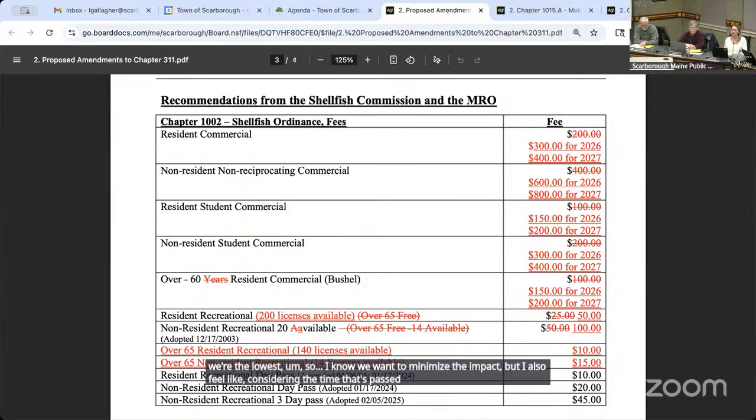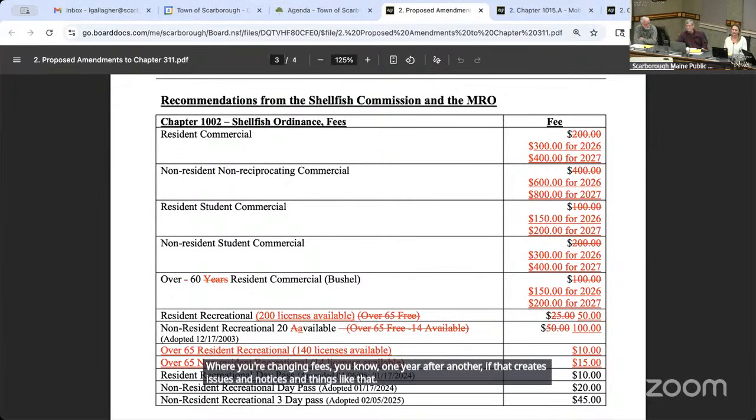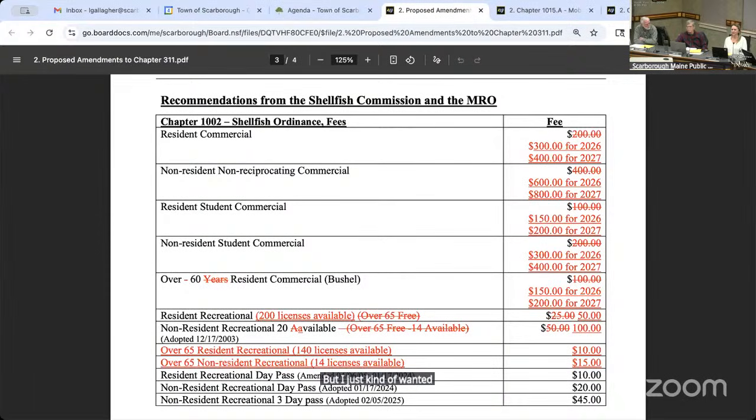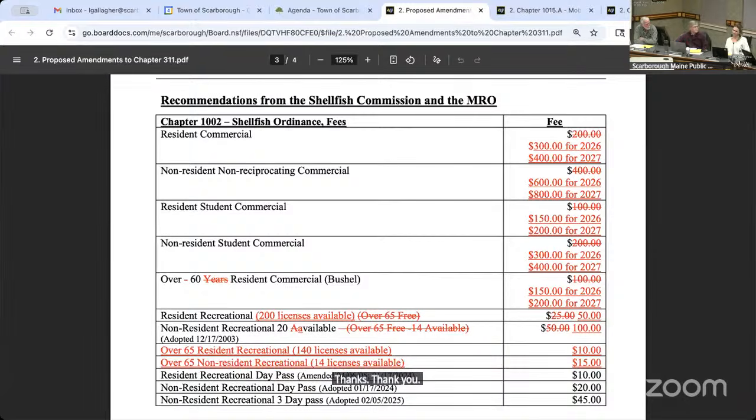So I know we want to minimize the impact, but I also feel like, considering the time that's passed, and I don't know if it creates clerical issues for the clerk, where you're changing fees one year after another, if that creates issues and notices and things like that. But while I want the fee to go up, I would have preferred it to stay at the original proposal that came out. Thanks. Thank you. Anyone else?